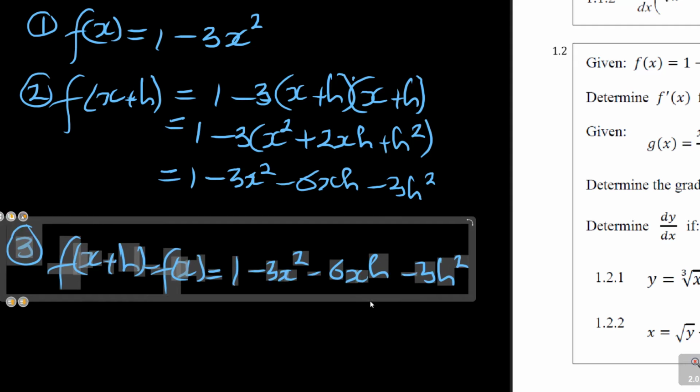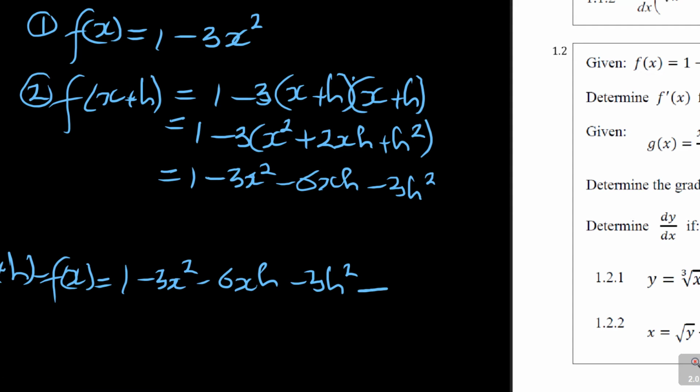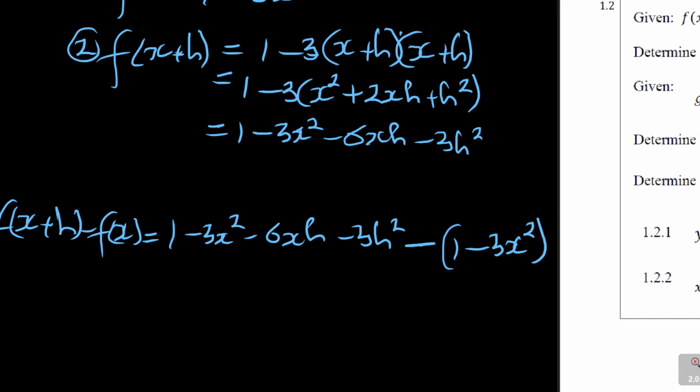Okay, let's look at that. And this one, I'm going to say minus, look now, when I say minus f of x, put a bracket, very important, and f of x there it is, which is 1 minus 3x squared. Your f of x must cancel everything. You must always know that this will go with some of these here. So now let's open the bracket, which is 1 minus 3x squared minus 6xh minus 3h squared, negative 1 plus 3x squared.